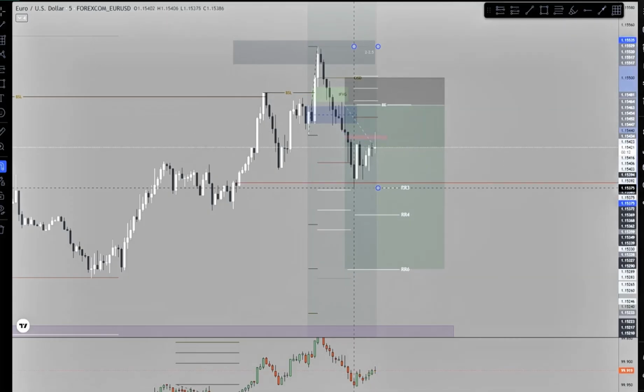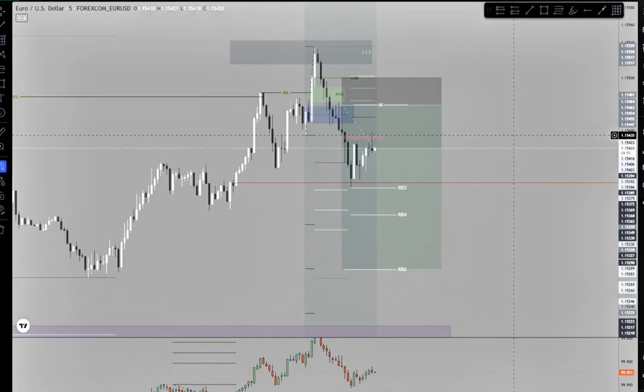As the pullback develops, price trades into a 5-minute bearish fair value gap. Now from this point, price could absolutely continue lower again. That's always a possibility. But if you haven't taken profits yet, this is not the place where I would be looking to add more risk.